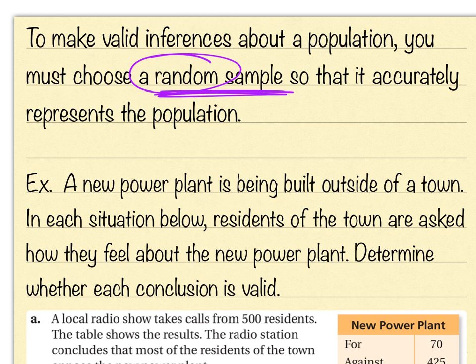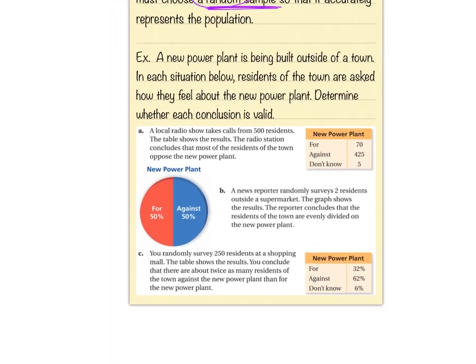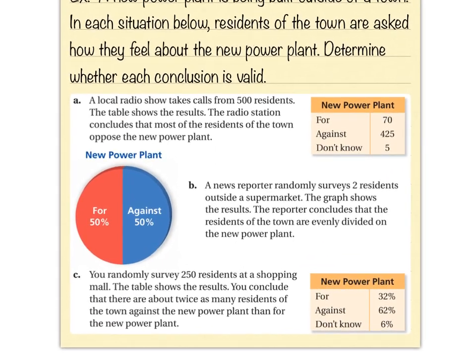Let's look at this next example. A new power plant is being built outside of a town. In each situation below, residents of the town are asked how they feel about the new power plant. Determine whether each conclusion is valid. So if you take a look here, we can see there's a lot of different statistics. They've got charts, they've got a pie chart here, they've got different things to look at. None of that stuff matters if the survey isn't done randomly.